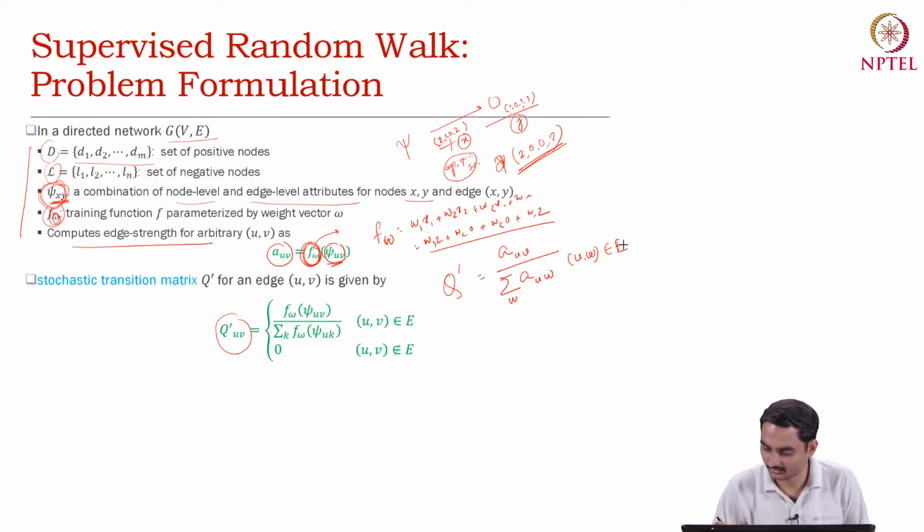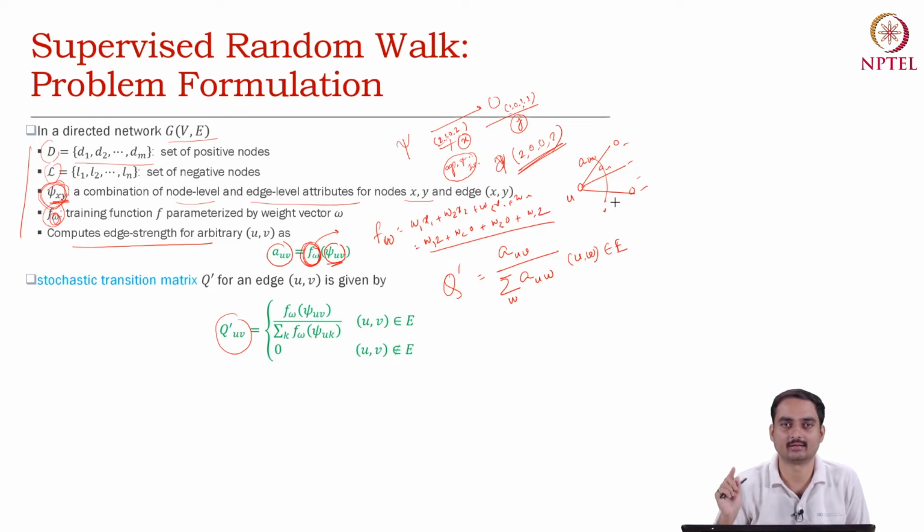So, what does it mean? Say this is u, and these are different w's, you have a_uv, a_uw and so on. Now, you normalize it so that it becomes a stochastic matrix. The sum should be 1, so that when we do this PageRank process, you get a transition matrix and it converges. So this Q dash is an n cross n matrix, and this is the stochastic transition matrix.